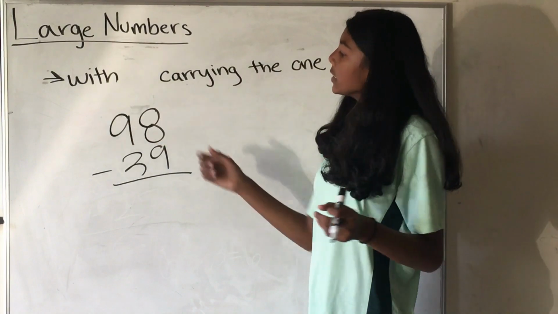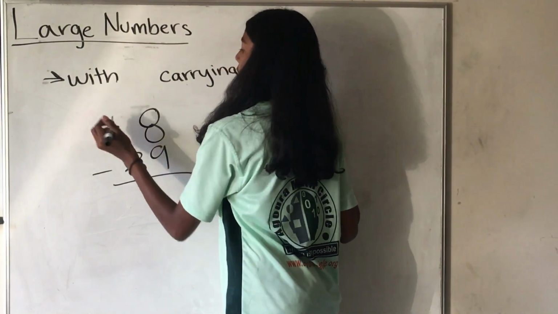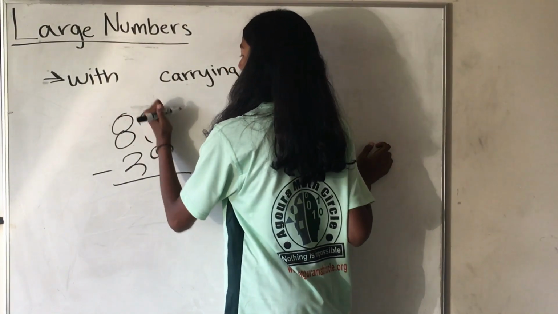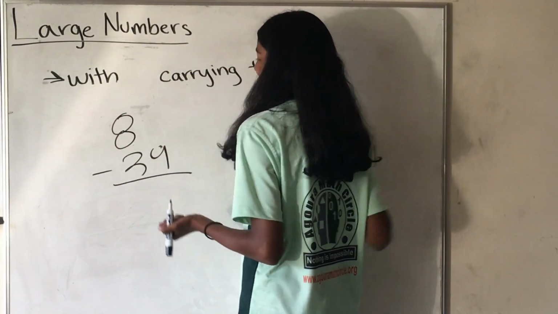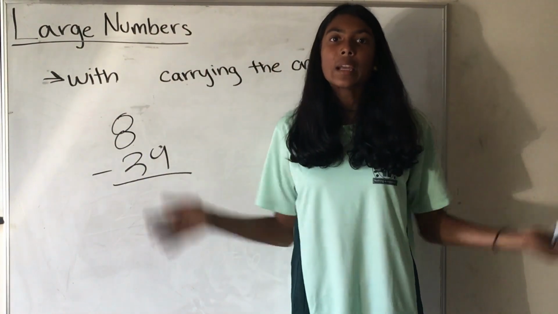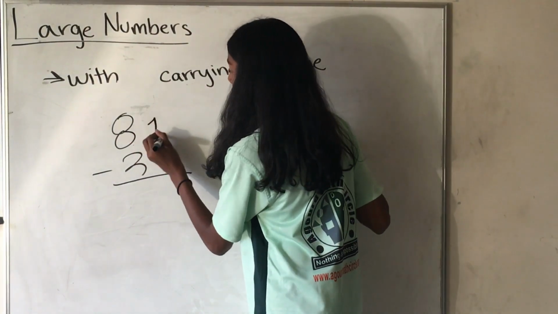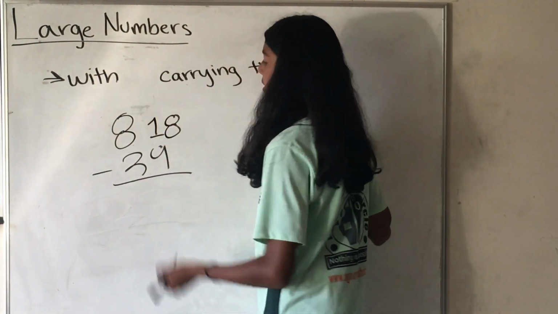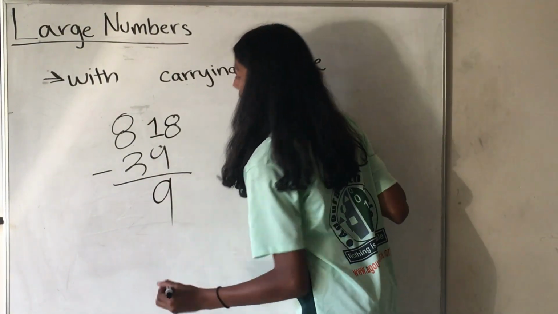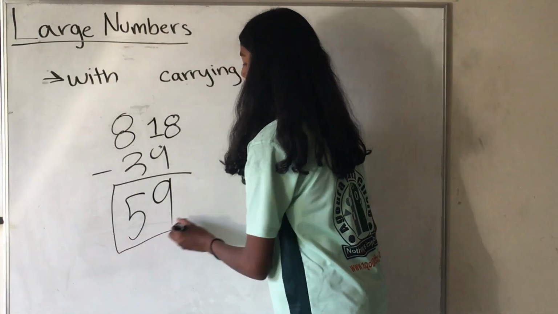So 98, we're going to take it and make it 88. But then we still need that 10. We can't just decide to throw it away. That'll change our answer. So we're going to make that 8 and 18. So what's 18 minus 9? It's 9. And then 8 minus 3 is 5. So our answer is 59.